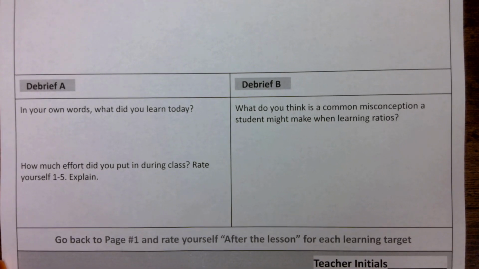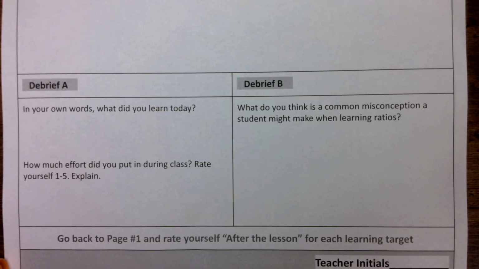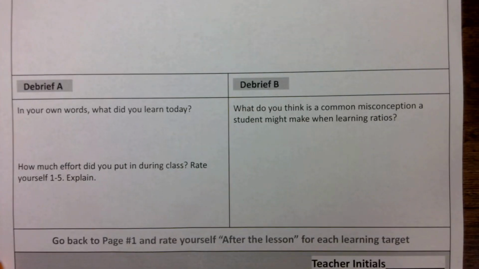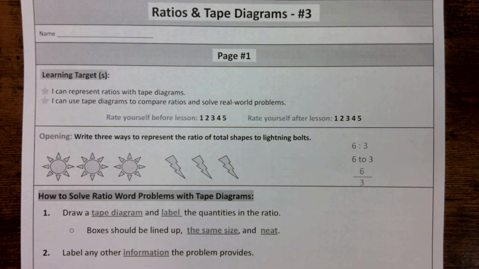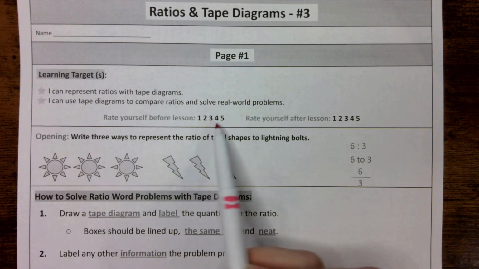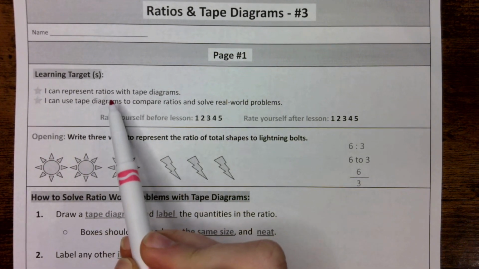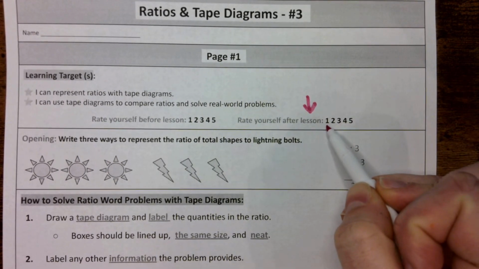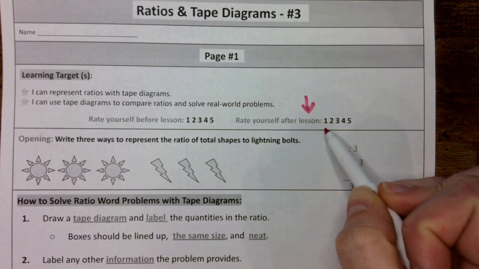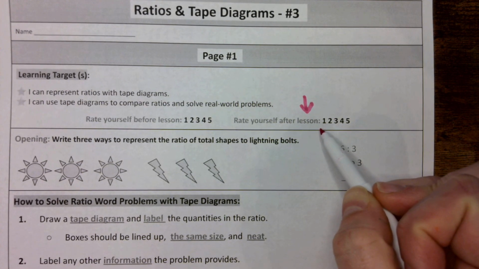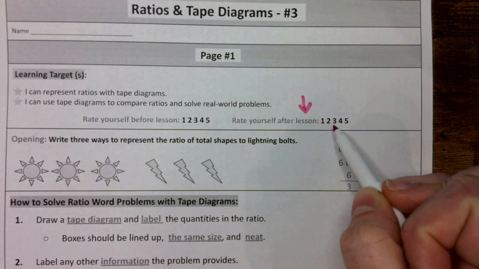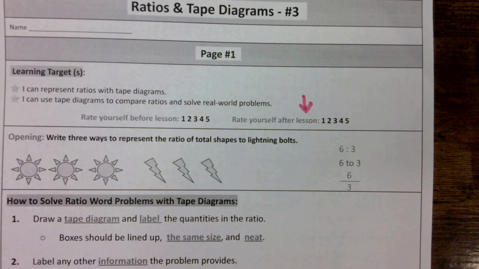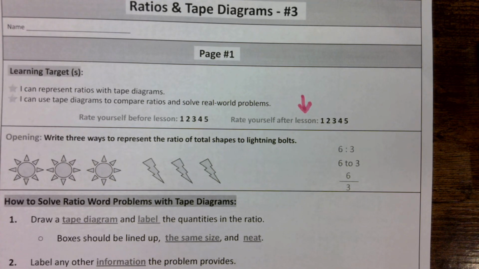Now that you've finished our debrief, we're going to go back to page number 1 and rate yourself on our learning targets after the lesson. So you may remember at the beginning, you rated yourself how confident you felt about our learning targets. Now that we've gotten more practice, I want you to rate yourself again. 1 being the least confident, like I still need a lot of practice on this, but don't worry, you'll eventually get it. 3, you're feeling okay about it. And 5, you're feeling great about it and you could teach another student.